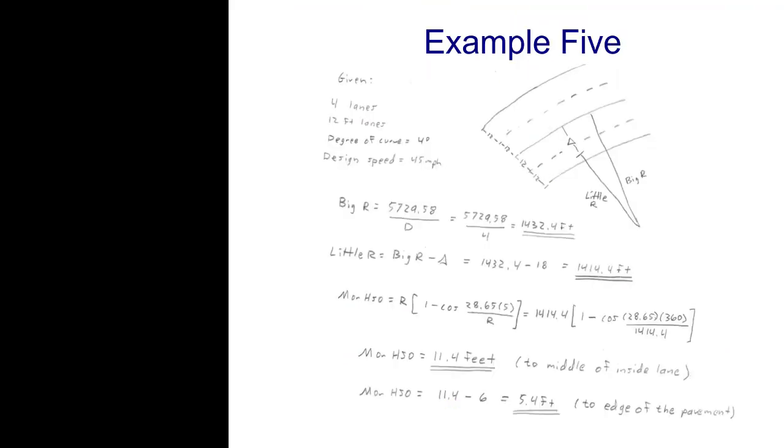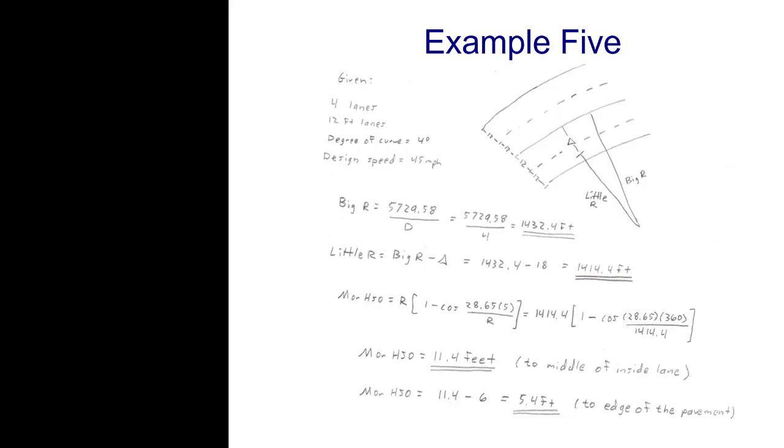Givens. Example 5. 4 lanes, 12-foot lanes. Degree of curve is 4 degrees. Design speed 45 miles an hour. First, calculate big R as drawn here. Same as before, 5729.58 divided by D equals 1432.4 feet. Little r equals big R minus delta, which equals 1432.4 minus 18, which is 1 lane and a half, 1414.4 feet. M, or HSO, equals R, parentheses, 1 minus cosine 28.65 stopping sight distance divided by R.